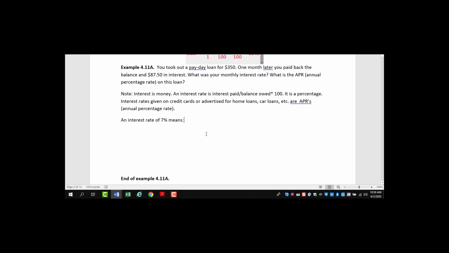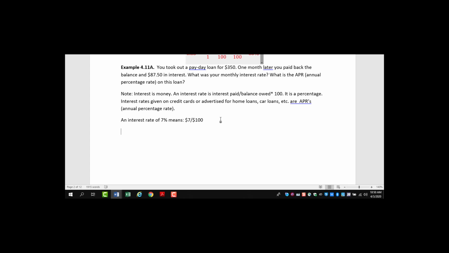So an interest rate of 7% actually means that for every $100 you borrow, you're going to pay $7 in interest. And at banks, it's usually per year, unless it's otherwise specified.